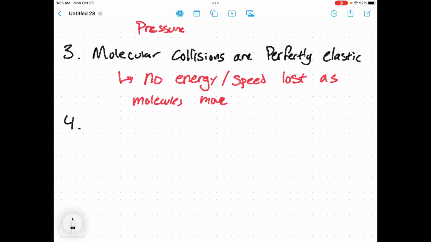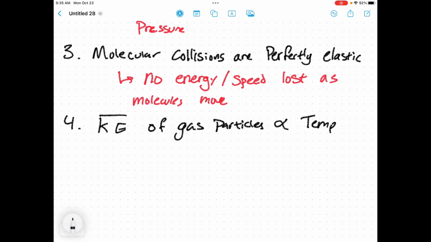Our fourth postulate is going to be that the average kinetic energy of the gas particles is proportional to the Kelvin temperature of the gases. It essentially means that the higher the temperature of the gas, the higher the energy of the gas. KE just stands for kinetic energy. If I put the line above it, it just means average kinetic energy of gas particles is going to be directly proportional to temperature in Kelvin.